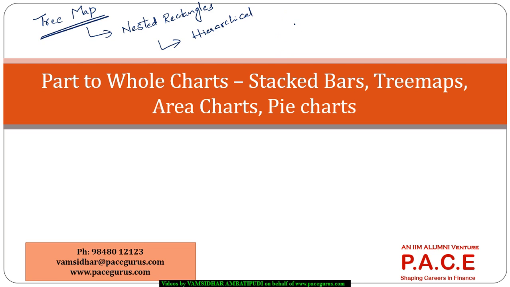Especially when I have some kind of hierarchies in my data, or there are so many dimensions in my data, let's say products, there are so many products. If I have a larger number of dimensions and or more hierarchies in my data, then a tree map is a much better fit.